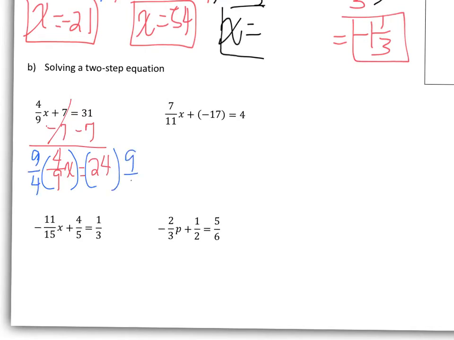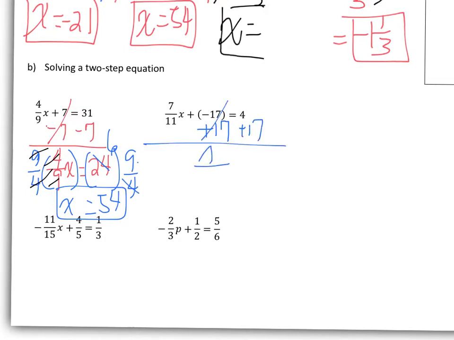Okay? Cancel. X, and then we can first simplify 4 and 24. 6 times 9, 54. Okay? And then the next problem, again, we would add both sides by the opposite of negative 17. So that's the first step to solving our equation. And take down 7. Here, let me write this more neatly.